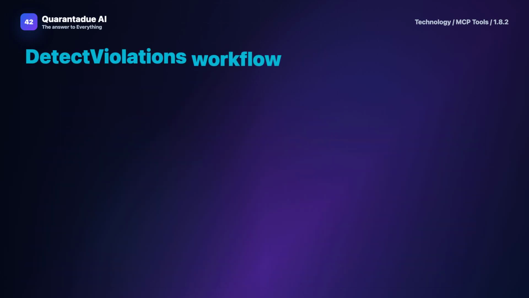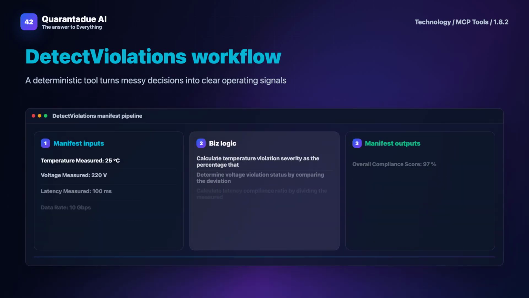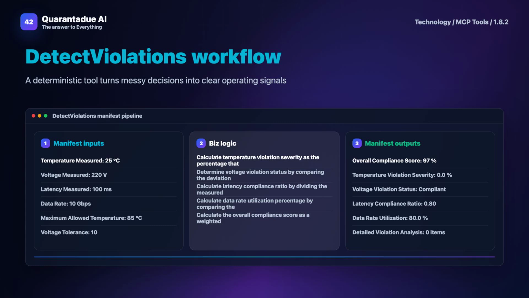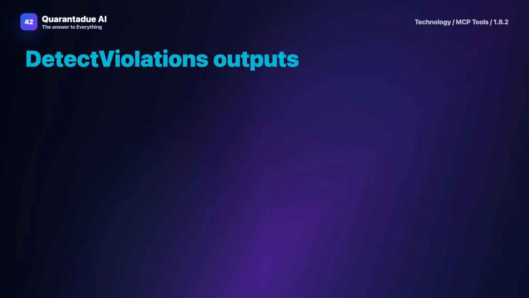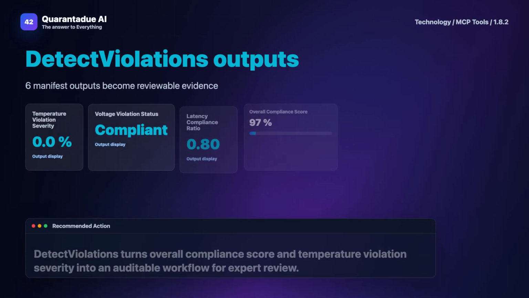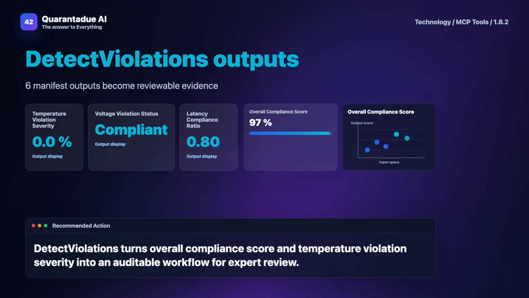Calculate latency compliance ratio by dividing the measured latency by the SLA maximum latency. Ratios below 1.0 indicate compliance, above 1.0 indicate violation. Calculate data rate utilization percentage by comparing the measured data rate against the license limit. Utilization over 100% indicates license violation.